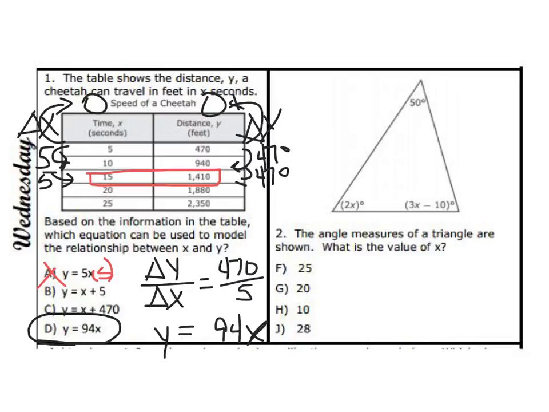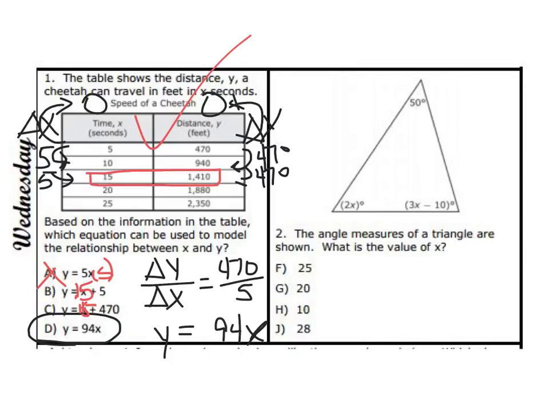So I know here if I do 15 plus 5, that doesn't give you 1,410, right? No. If I do 15 plus 470, does that give you 1,410? No. So the only one left over is letter D. So that's another way you could do it. So use the answer choices they give you just to substitute your x and see if it gives you y. And that's it. Should be easier if you don't remember how to do all this stuff. Okay? Any questions?